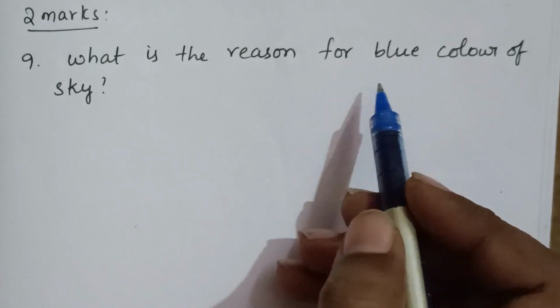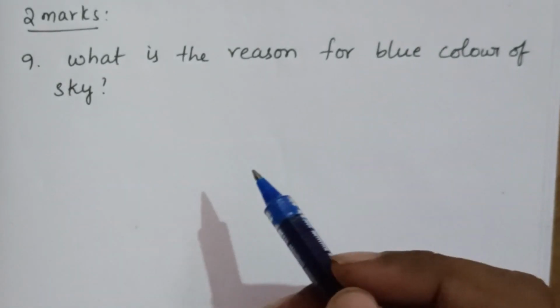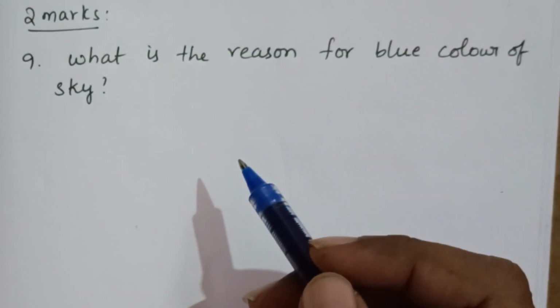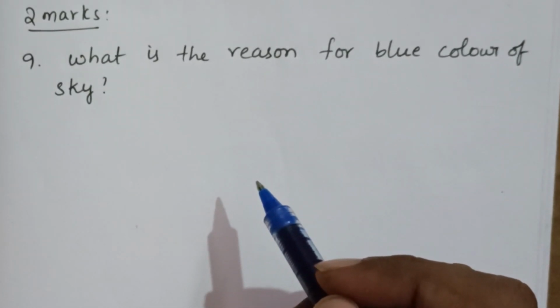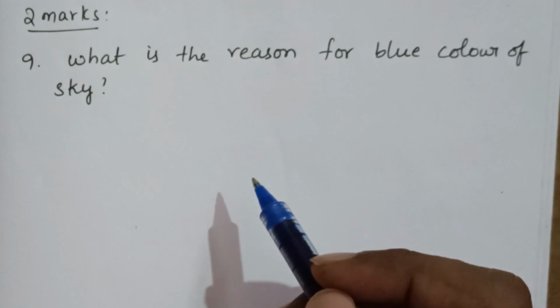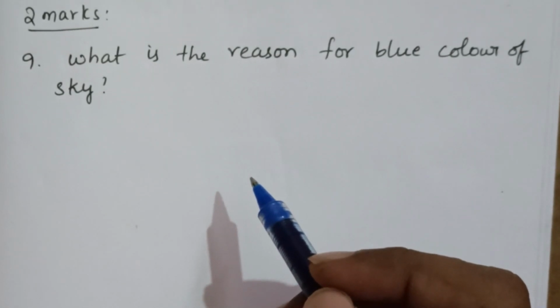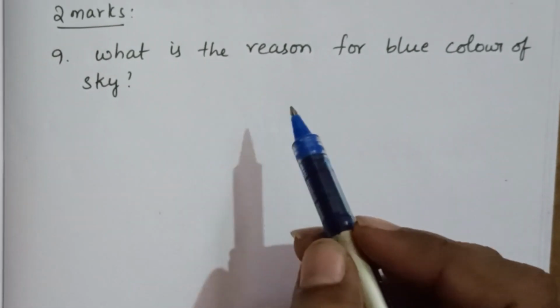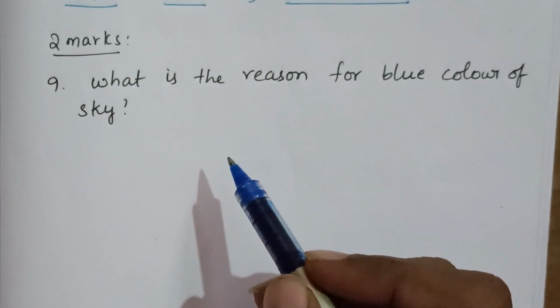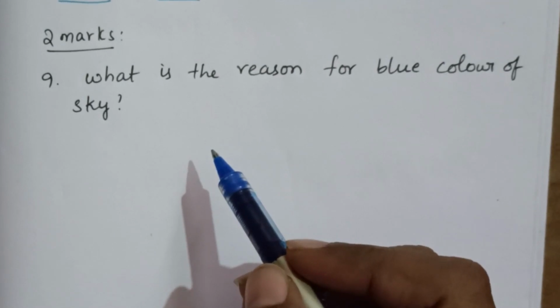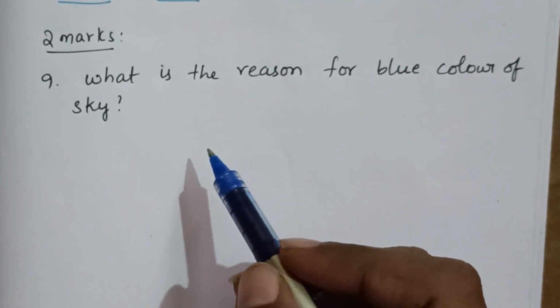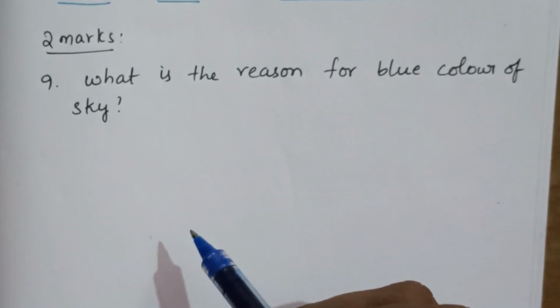What is the reason for the blue color of the sky? Now, the sky's color changes because of scattering of light. When we get white light from the sun, white light is the combination of 7 colors.